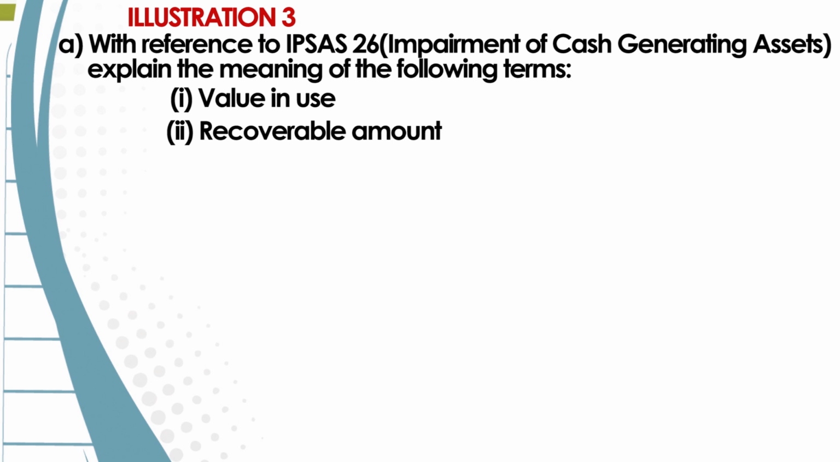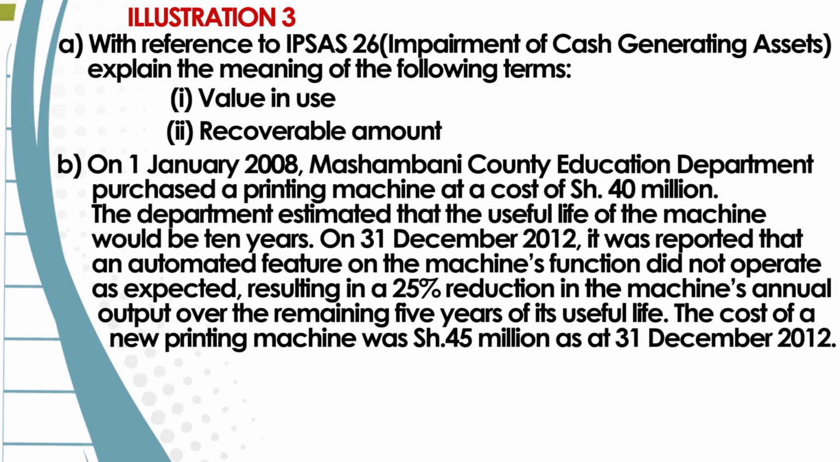And then part B, that is what I want us to compute here. We are told that on 1st January 2008, Mashabani County Education Department purchased a printing machine at a cost of 40 million. The department estimated that the useful life of the machine would be 10 years. On 31st of December 2012, it was reported that the automated feature of the machine did not operate as expected, resulting in a 25% reduction in the machine's annual output over the remaining 5 years of its useful life. The cost of a new printing machine was 45 million as at 31st of December 2012.